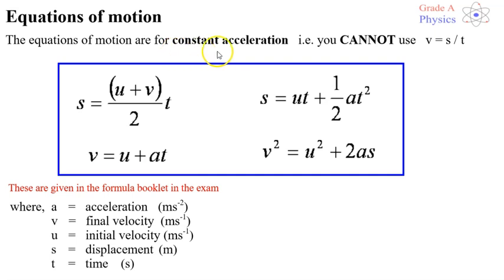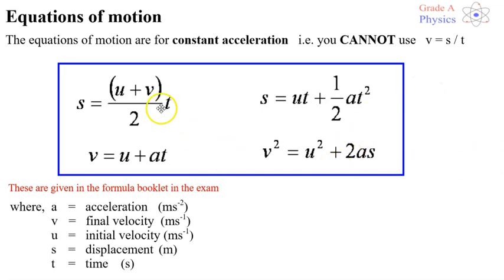This is really important. So if we have constant velocity, then we would not use these. They wouldn't be relevant because acceleration would be zero. So very importantly, if we do have constant acceleration, you cannot use v equals s over t. And this is a very common mistake that a lot of students make, is we have an accelerating situation, an object is accelerating, and they calculate v equals s over t. So that's not going to work.